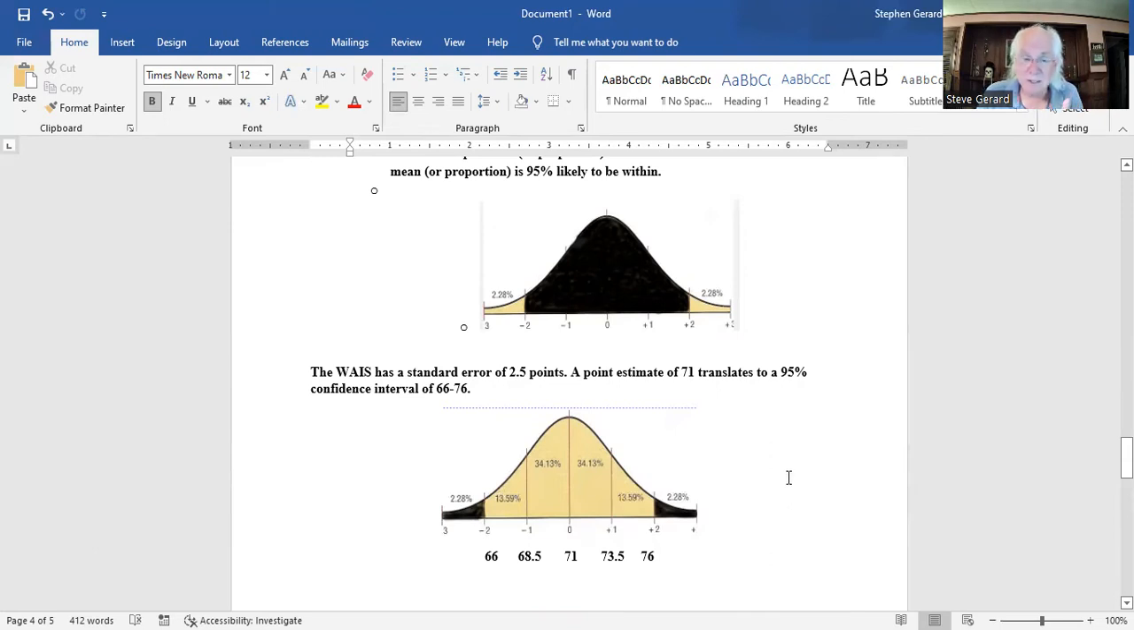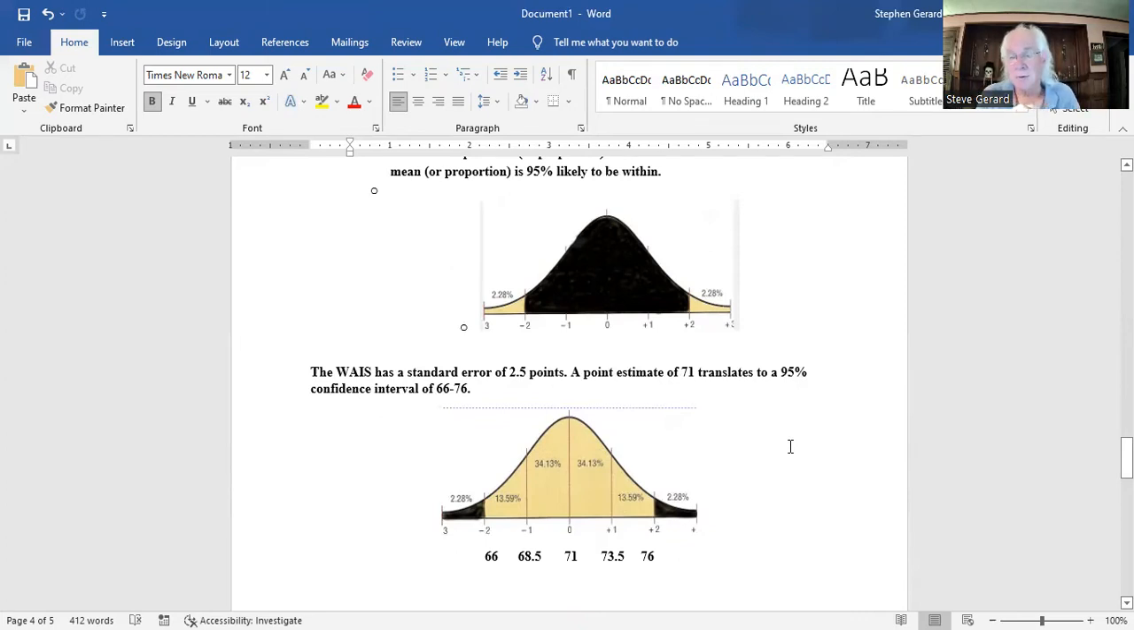What it also means is 34 plus 13 is 47, almost 48% of the cases are lower than 71. There's a 48% chance that the person who scores 71 actually has an IQ lower than that, down to like 66.